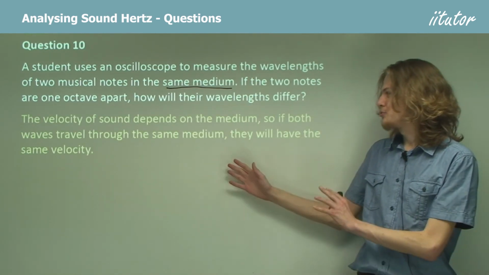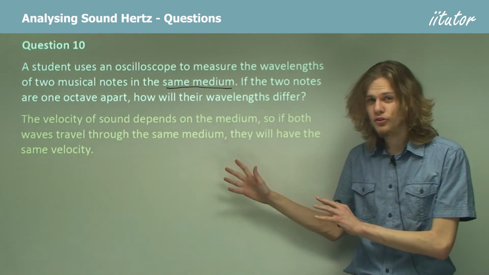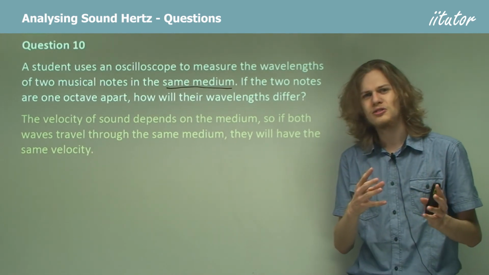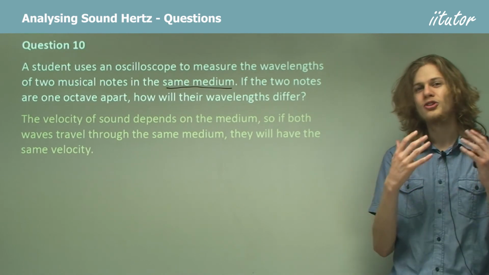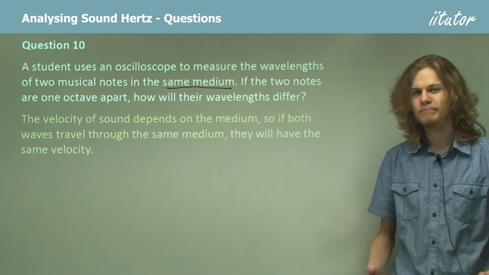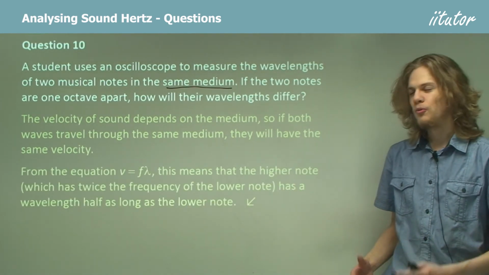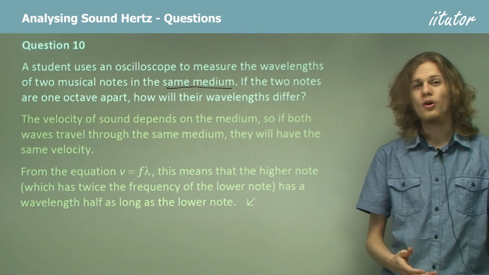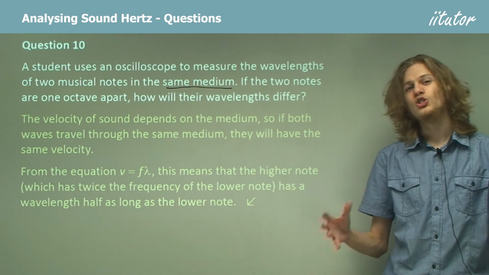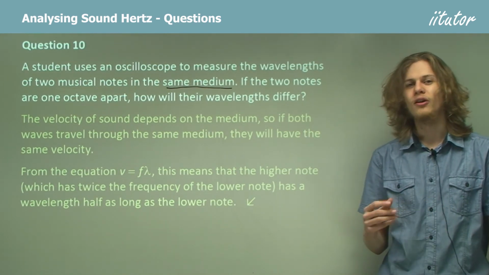So, if the two waves travel through the same medium, they'll have the same velocity. That's an important part of the question, because if they're traveling through different media, then their wavelengths will depend on the speed of sound in that medium. So, from our equation, v equals f lambda, that means that the higher note, the note that is 1 octave above the other, will have a shorter wavelength by a factor of exactly 1/2.